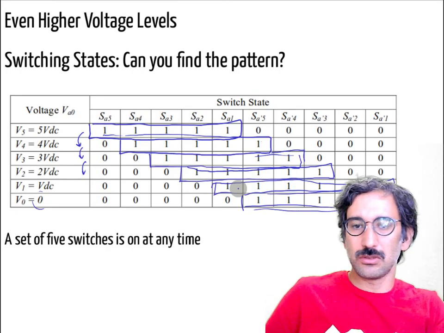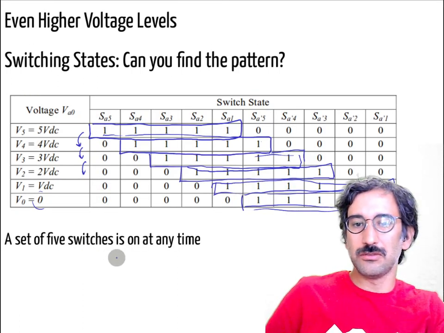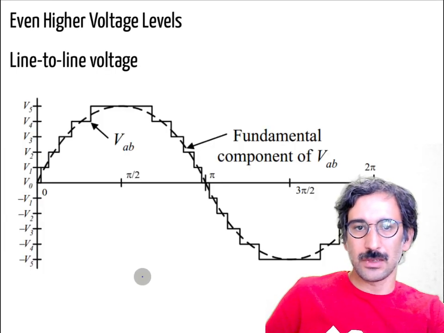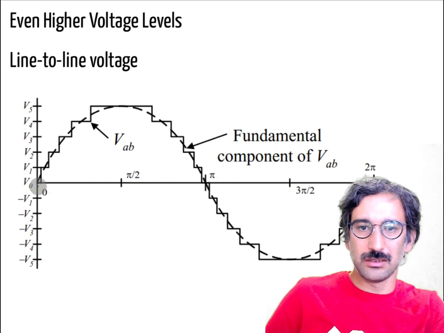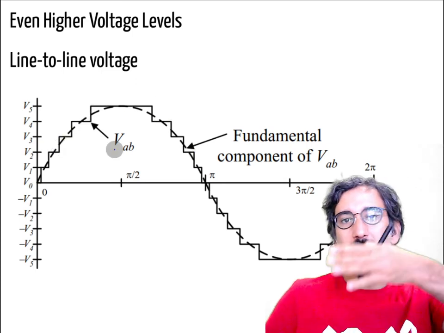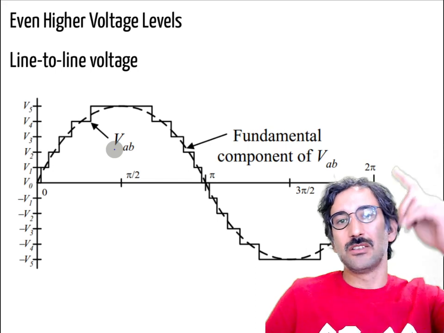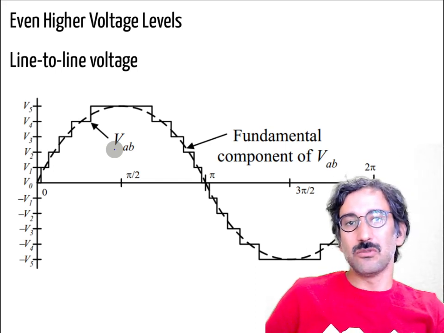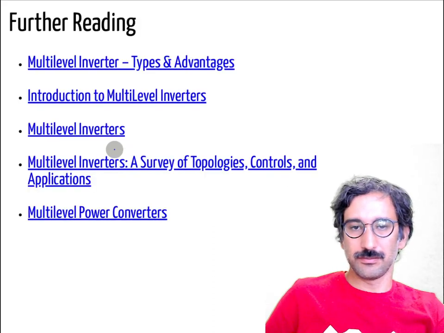So you only have a set of 5 switches on at any time, and the line-to-line voltage will be something like that. And as you can see, it is a much better waveform than trying to generate it with a 3-level voltage source inverter. And again, the voltage stresses on your transistors are reduced.